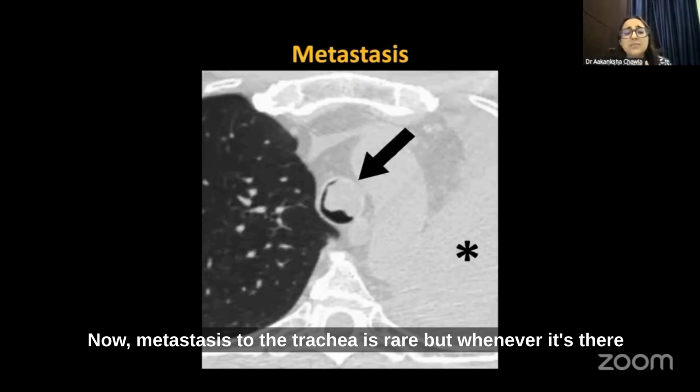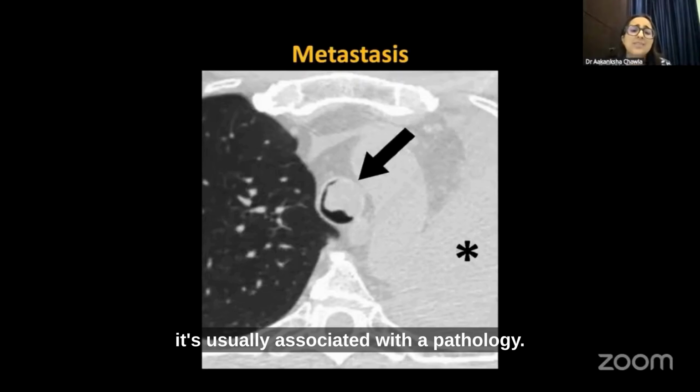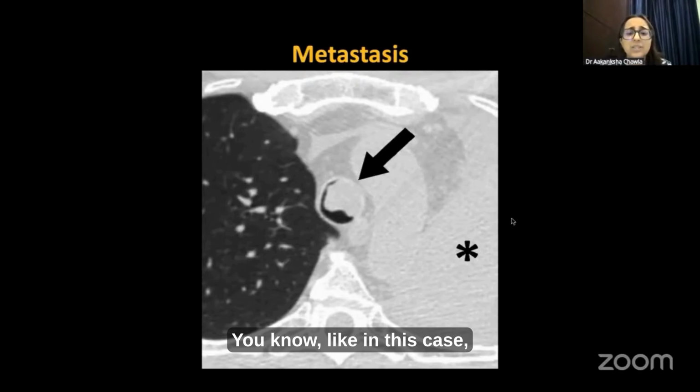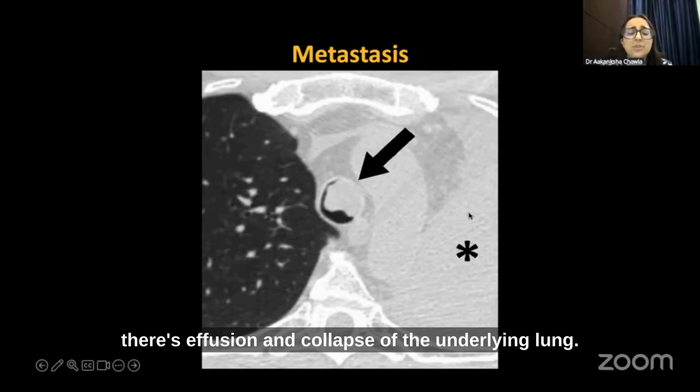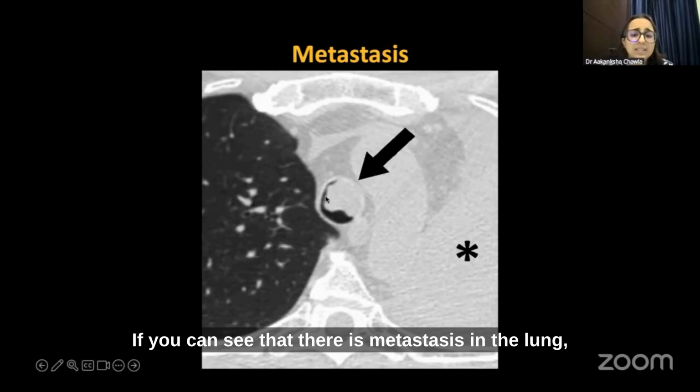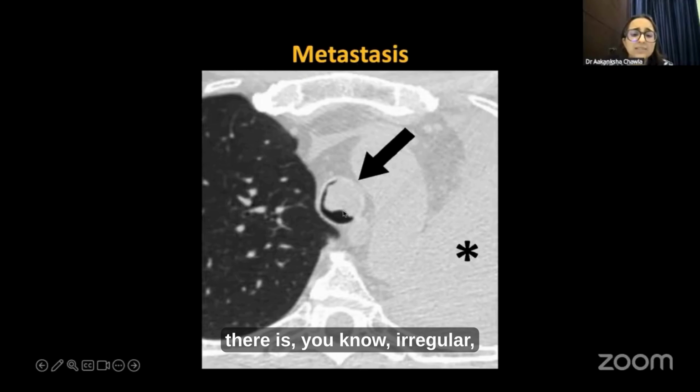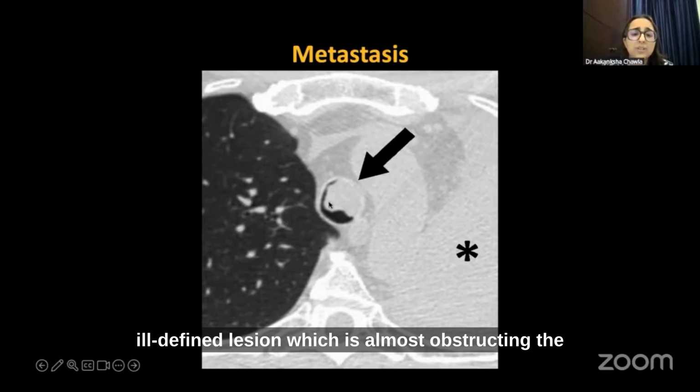Now, metastasis to the trachea is rare, but whenever it's there, it is usually associated with other pathology. Like in this case, there's effusion and collapse of the underlying lung. You can see that there is metastasis in the lung, an irregular, ill-defined lesion, which is almost obstructing the tracheal lumen, and it is infiltrating the trachea.